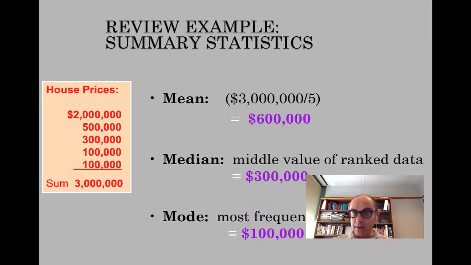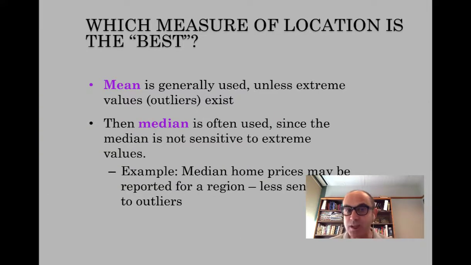So for the mean, in order for us to calculate that, we add everything together and divide by the 5 houses, and we get the mean. The median is the middle value of the ranked data, and the mode is the most frequent value, because we added 2 houses in that value. So this is again a short summary of what we expected.